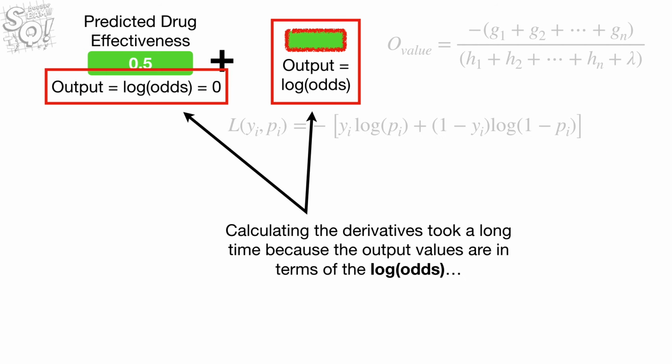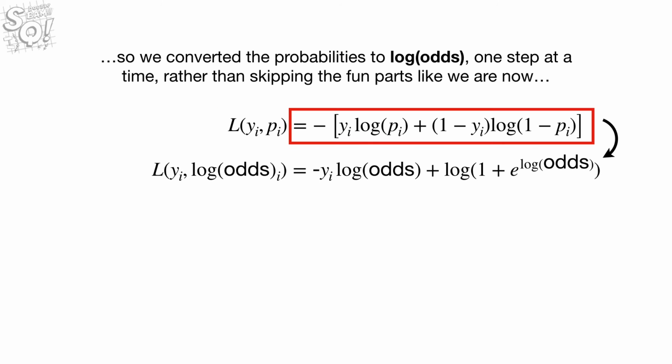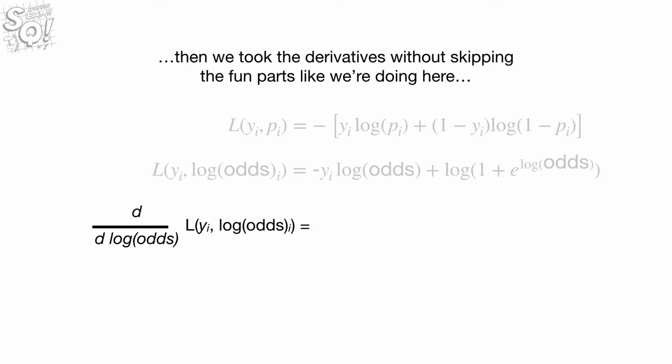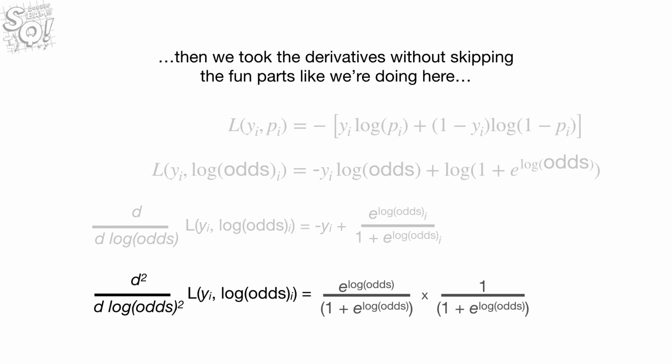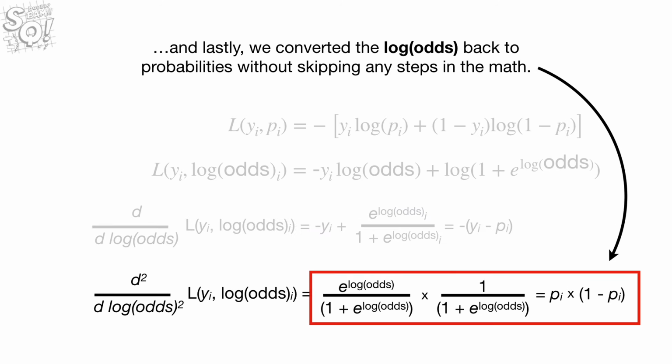Calculating the derivatives took a long time because the output values are in terms of the log odds. So we converted the probabilities to log odds one step at a time rather than skipping the fun parts like we are now. Then we took the derivatives without skipping the fun parts like we're doing here. And lastly, we converted the log odds back to probabilities without skipping any steps in the math.